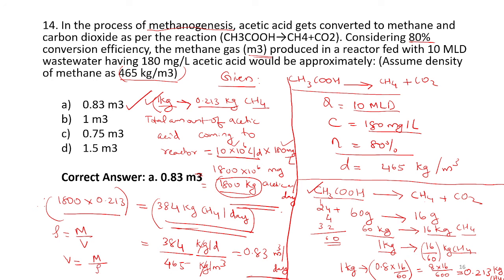Yes, madam. So, here the mass is 384, the density is 465. So, mass by density gives the volume, which is coming as 0.883 meter cube. Is it clear? Okay, madam.